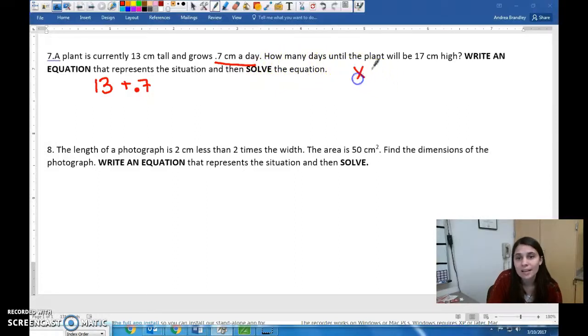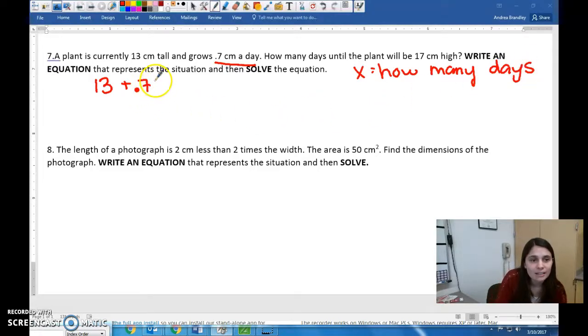Okay, so how many days is my variable? That's what it's asking. That's what I don't know. So if it grows 0.7 centimeters per day, it's going to be 0.7 times however many days there are, which I'm not sure of yet. And we want to know how many days it will take until the plant is 17 centimeters high. So now I can just solve this for x. So this is my equation. To get my solution, I'm just going to solve this for x.